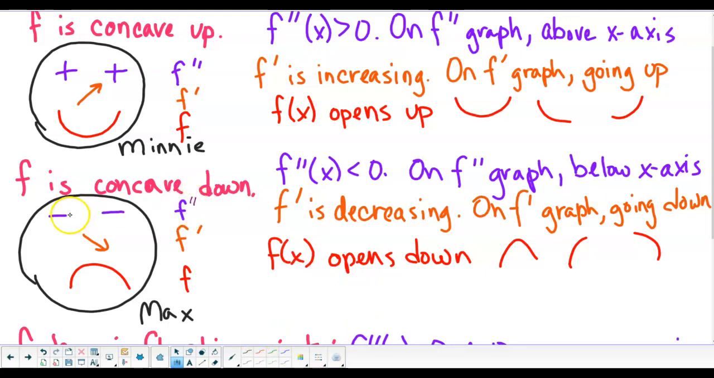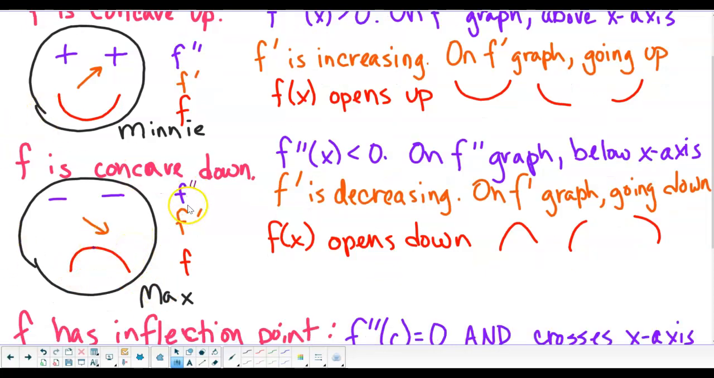If f double prime is negative, you know that the first derivative is decreasing. And if the first derivative is decreasing, then we're going to be concave down, and there's going to be a local maximum point at that critical point.